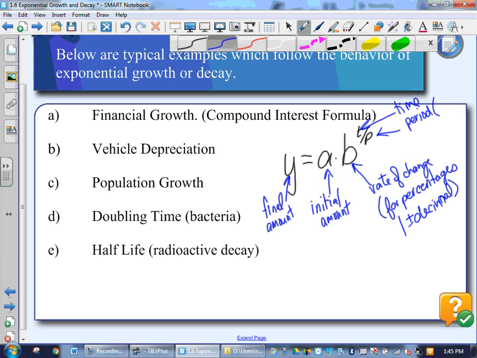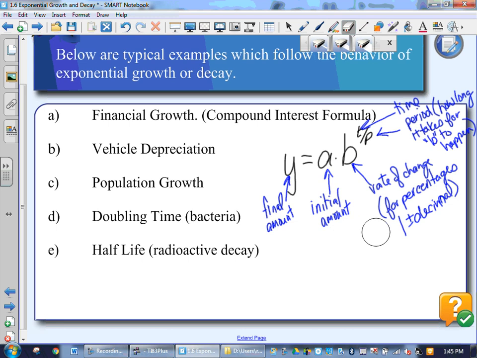Now the period is how long it takes for B to happen. So if it says population increases by 4% every 7 years, then my B value would be 1 plus 4%, and the period would be 7, because it takes, sorry, I missed a 0, it takes 7 years for it to grow by 4%. So we're going to try some examples, and hopefully it'll become clear to you.